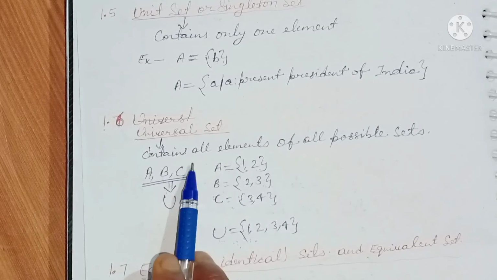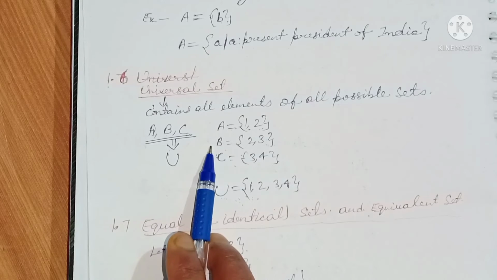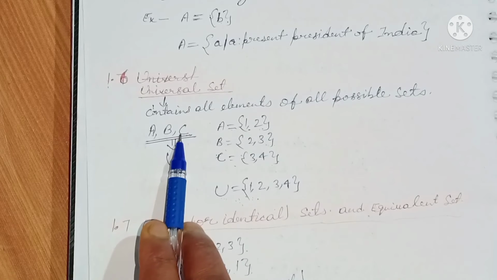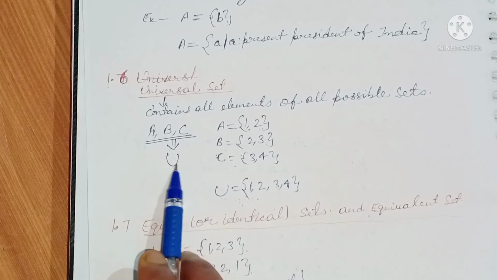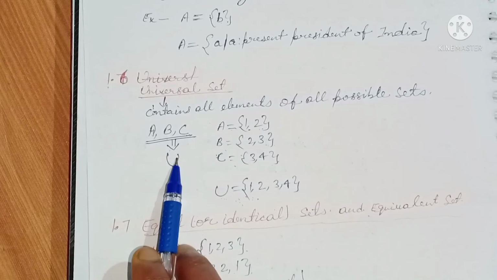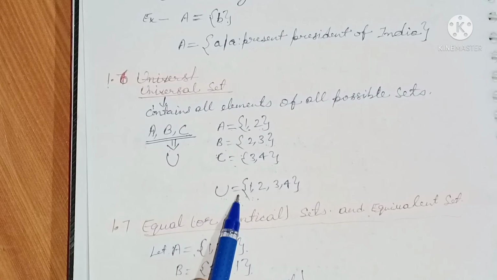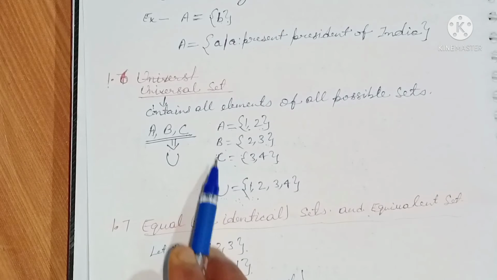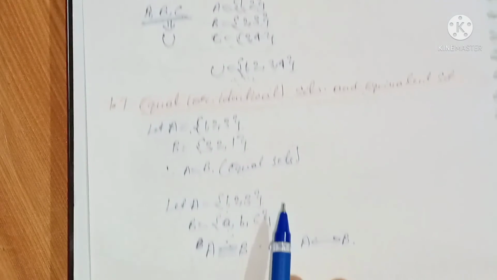Then the universal set. A universal set is a set which contains all possible sets. For example, if three possible sets A, B, C are there, and U is the universal set, then U will contain all the elements of A, B and C. You can see here U, so all the elements present in sets A, B, C are present in the universal set.